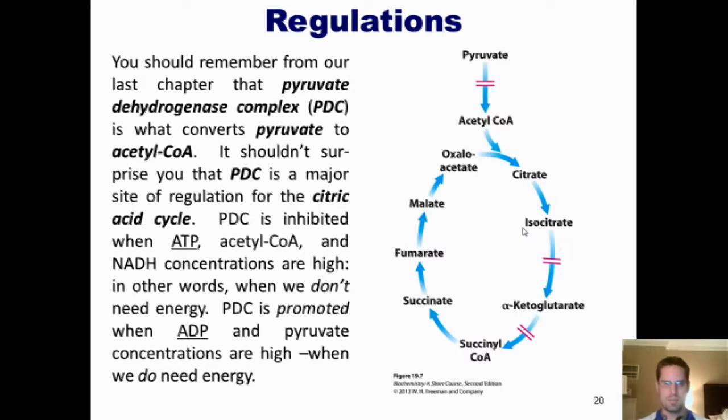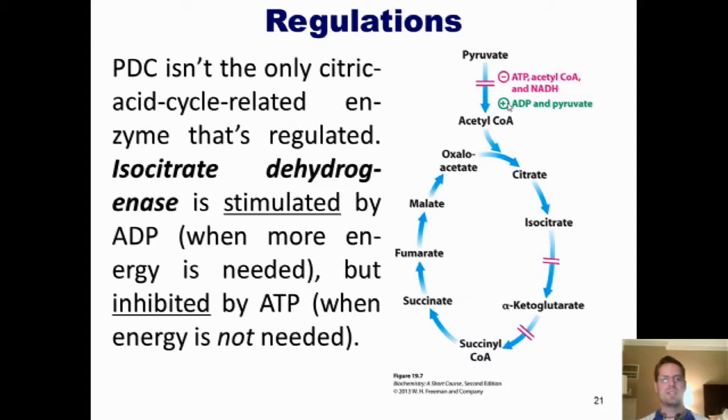Now you should remember from our last chapter that pyruvate dehydrogenase complex, or PDC, is what converts pyruvate to acetyl-CoA. It shouldn't surprise you that PDC is a major site of regulation for the citric acid cycle. PDC is inhibited when ATP, acetyl-CoA, and NADH concentrations are high. In other words, when we don't need energy. PDC is promoted when ADP and pyruvate concentrations are high, when we do need energy. PDC isn't the only citric acid cycle related enzyme that's regulated. Isocitrate dehydrogenase is stimulated by ADP when more energy is needed, but inhibited by ATP when energy is not needed.